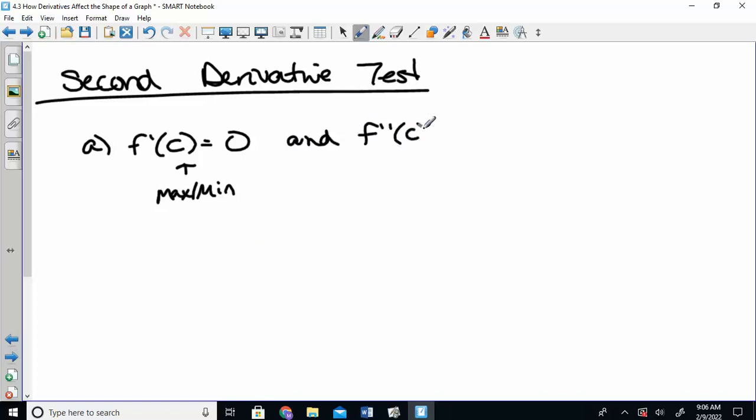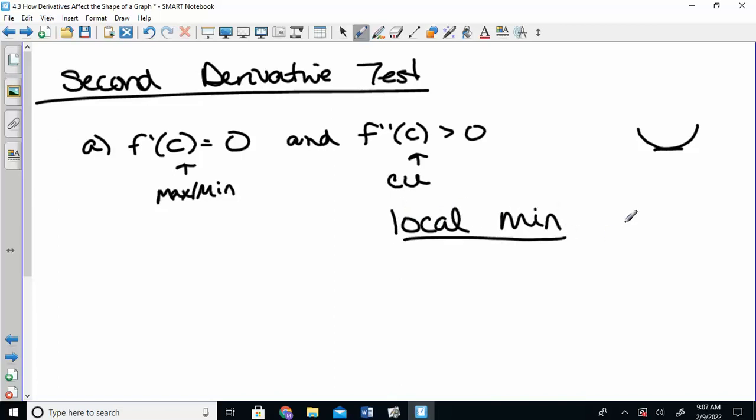And the second derivative is positive. If the second derivative is positive, what does that tell me about my graph? Concave up. If your graph is curved upward, is that point a maximum or a minimum? If you're going to be curving upward, it's got to look like this. So that means C is a local minimum.